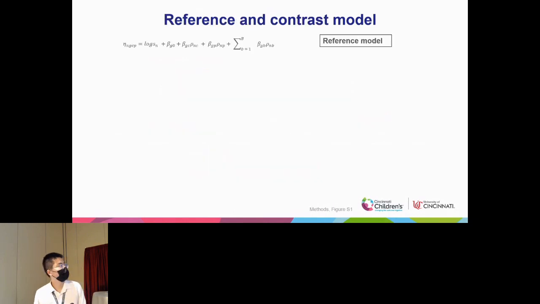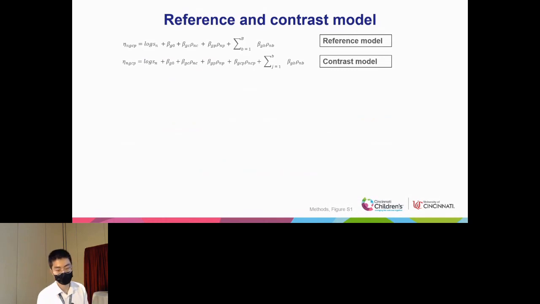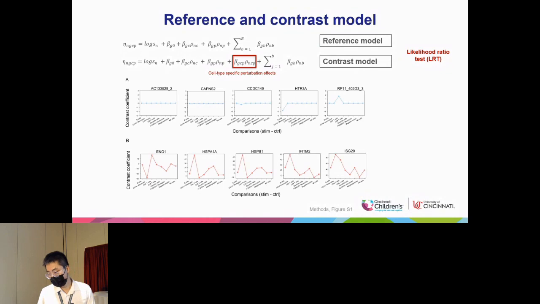And some people may wonder what the real effect is after adding this interaction term beta GCP. So we looked at the reference model where we didn't consider beta GCP versus the contrast model where we consider the cell type specific perturbation beta GCP. And we use the likelihood ratio test to see if the addition of this covariate can make the model more robust. So we looked at the likelihood ratio test results, and you can see in panel A, they are results that are not significant for such a test.